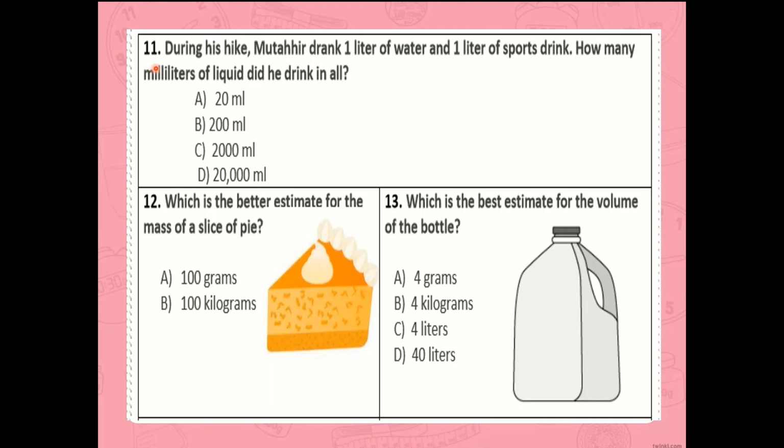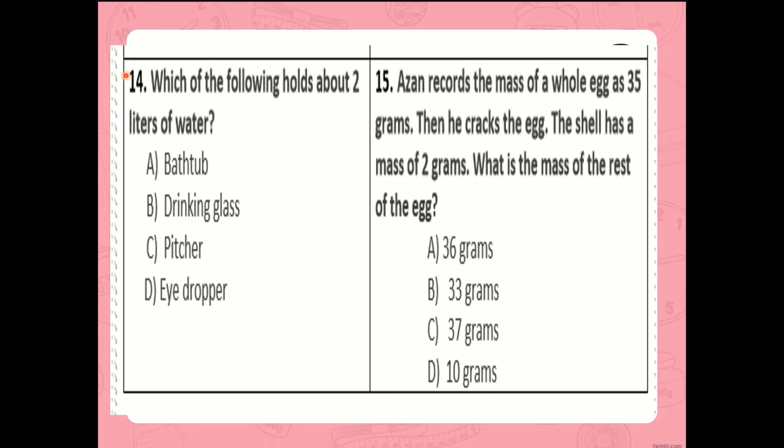Question number 11. During his hike, Mutahid drank 1 liter of water and 1 liter of sports drink. How many milliliters of liquid did he drink in all? Add and find out. Question number 12. Which is the better estimate for the mass of a slice of pie? It's here. Find out. Number 13. Which is the best estimate for the volume of the bottle? Here is a bottle. Just find out. Question number 14. Which of the following holds about 2 liters of water? Bathtub, a drinking glass, a pitcher, or eyedropper?